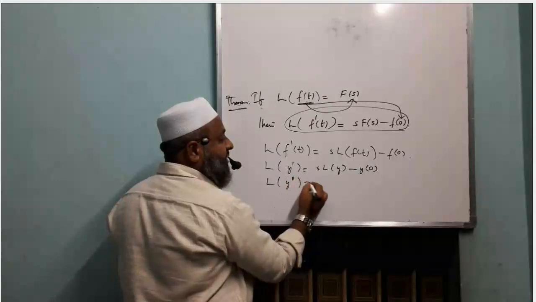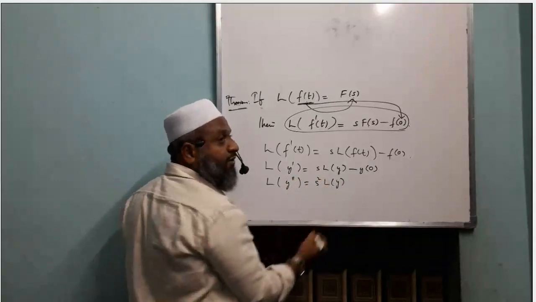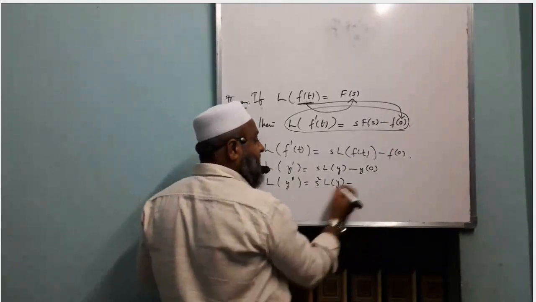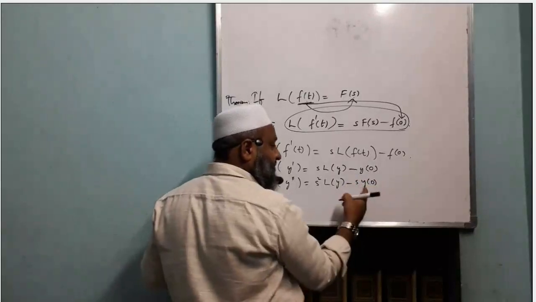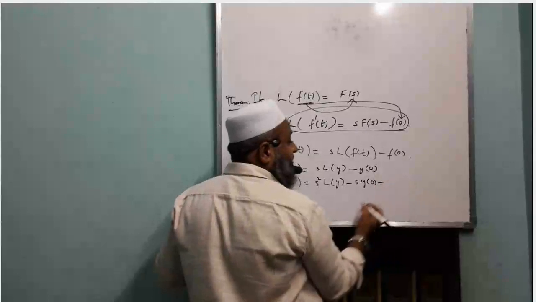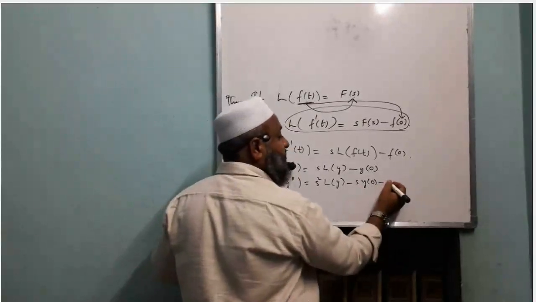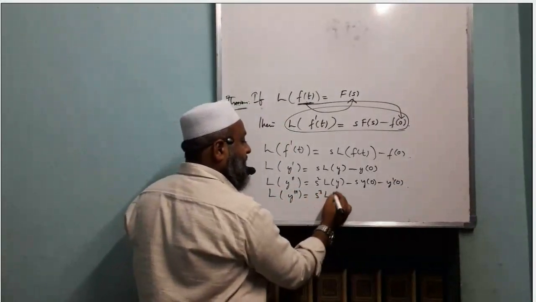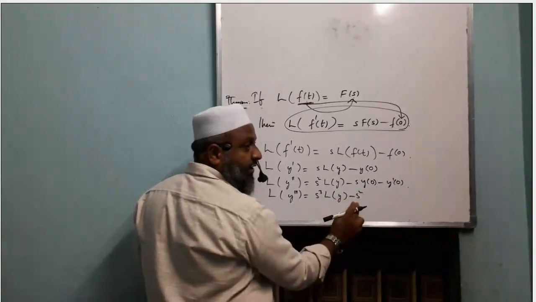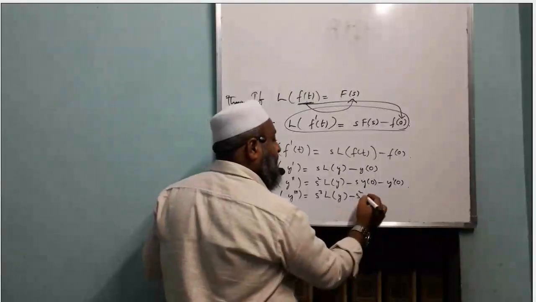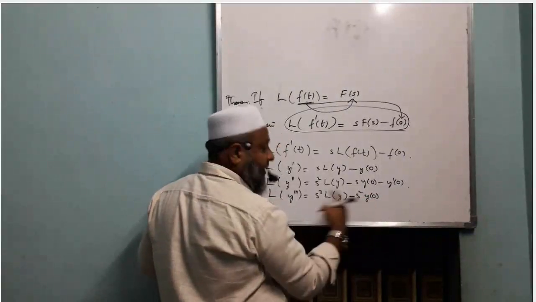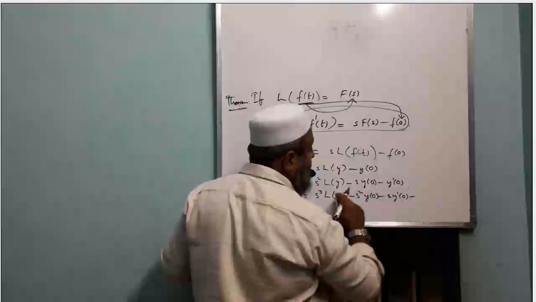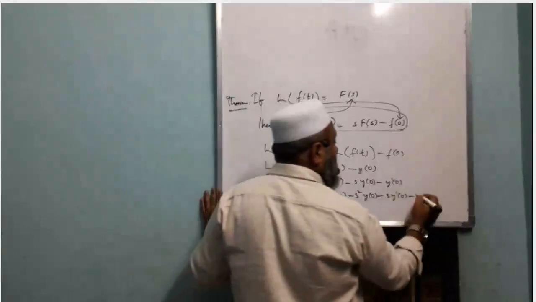Similarly, L of y double dash will be s square into L of y. L of y will appear only for the first term. Remaining all, only the y function appears. So minus, the power of s decreases, that is s into y of 0. Start with y of 0, then increase the derivative order. Then s will be gone, y dash of 0 will appear. L of y triple dash will be s cube into L of y minus s square y of 0, minus s times y dash of 0, then again s will be gone, minus y double dash of 0. All the terms are negative except the first term.